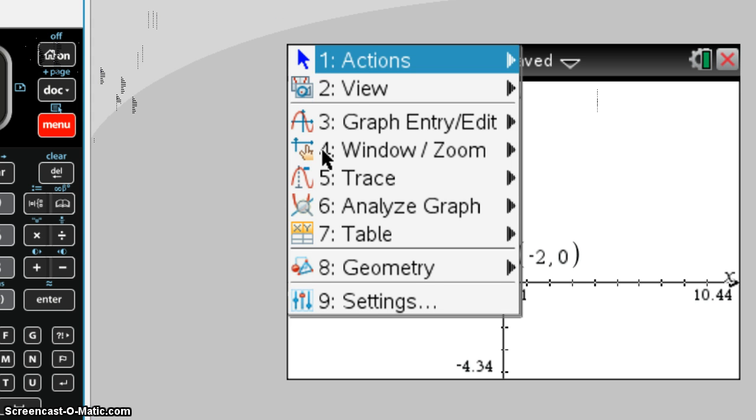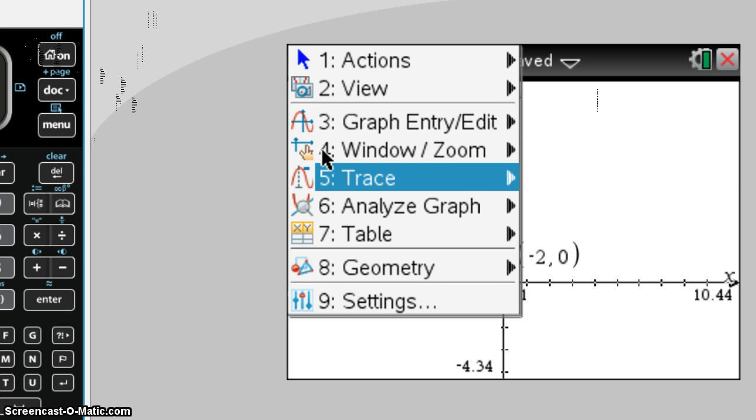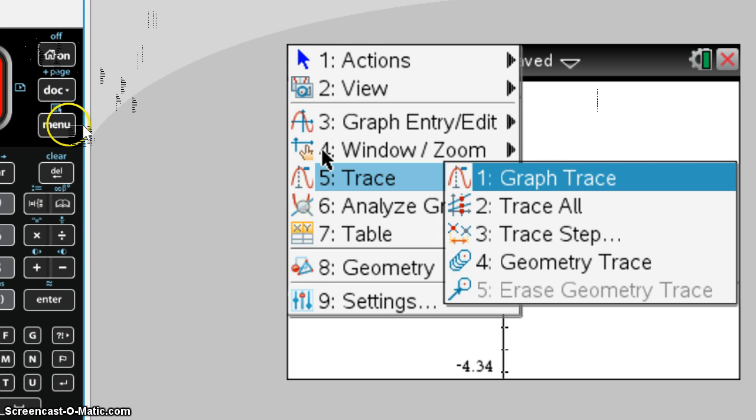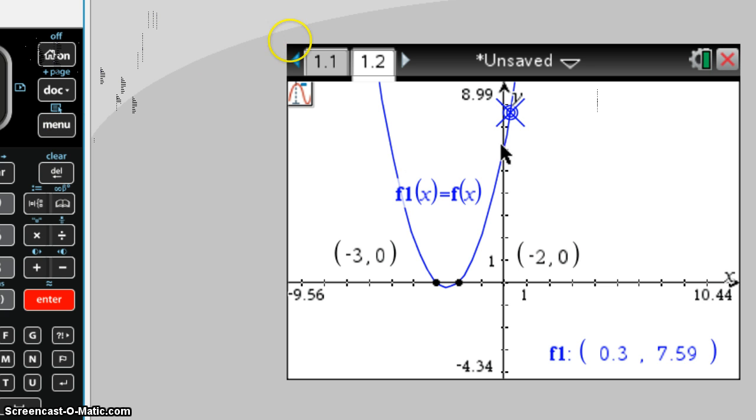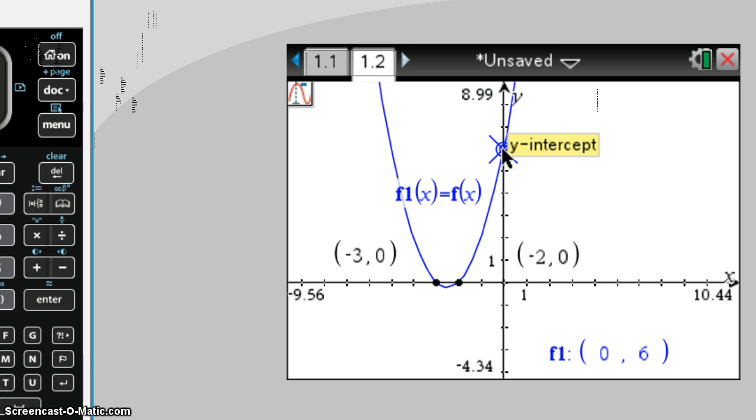I can push menu, and this one is a little bit trickier, but I'll push menu, trace, graph trace, and it doesn't come up straight away, but if you move your arrows left and right, or just hover over it, you'll get the y-intercept. And then I click it, and it gets to 0, 6, which is exactly what I wanted, which is fantastic. I just push escape so that it gets back to this hand thing that I can move around.